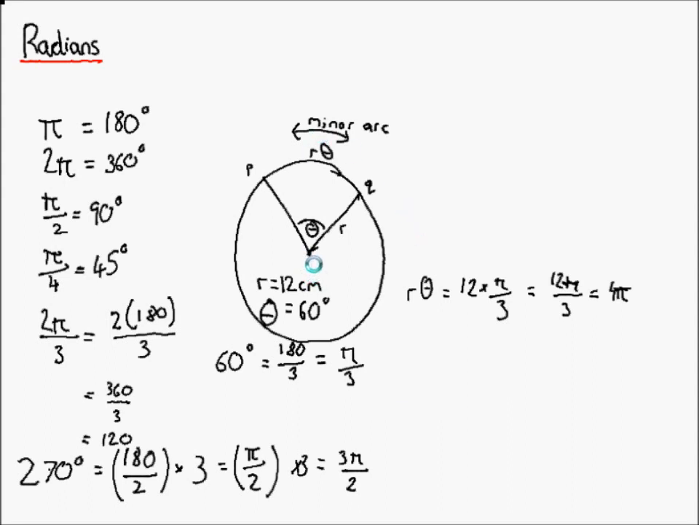Now let's label this x. You may be asked to find area XPQ, and there's a formula for area that you must remember: a half r squared theta. This is the formula for finding the area bounded by the arc PQ and x, with theta here.